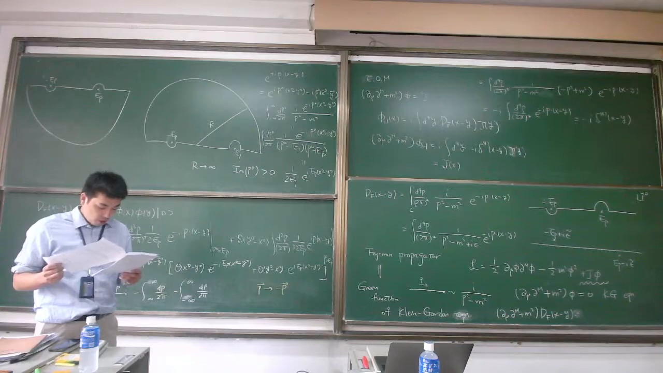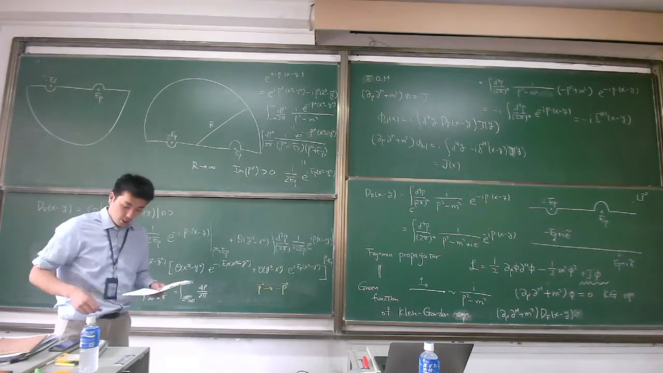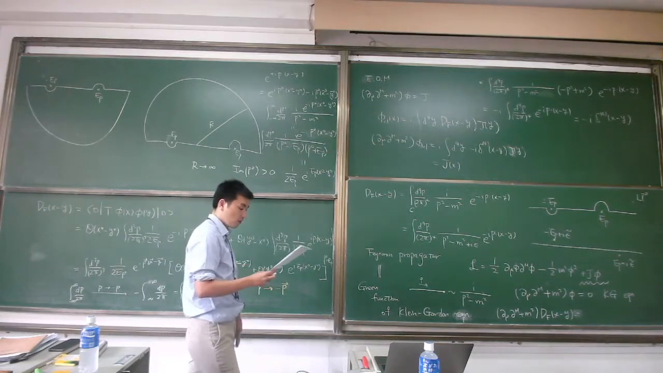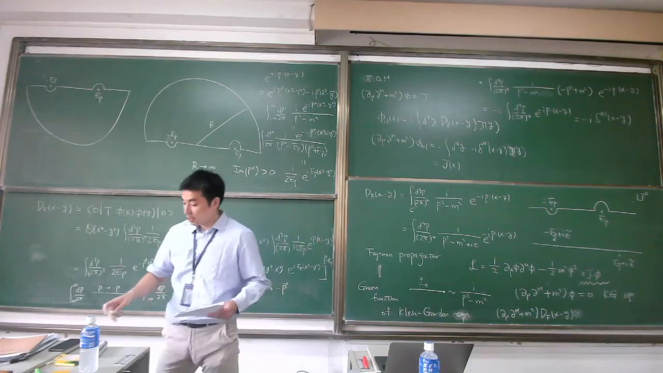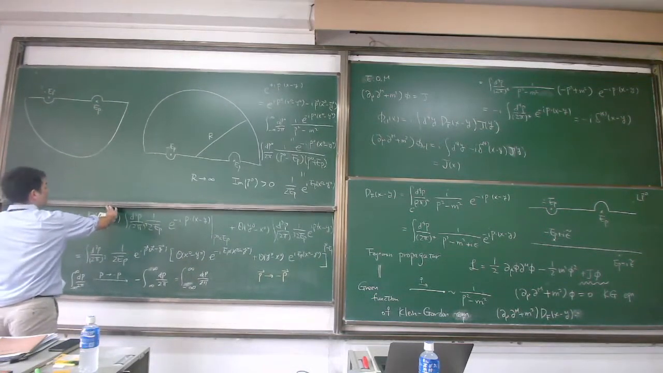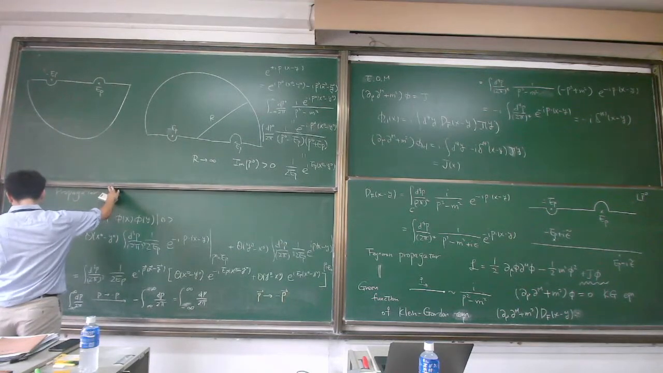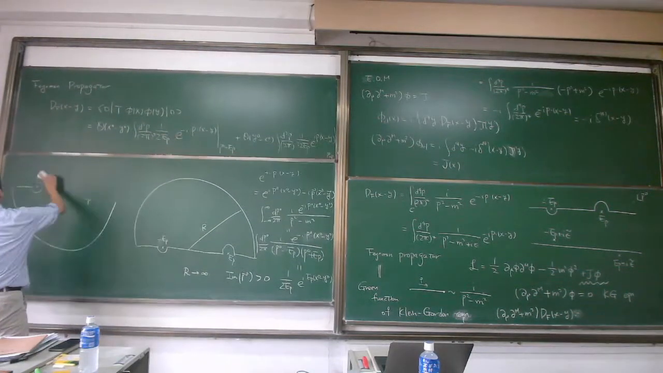Maybe I should explain the retarded and advanced Green functions. I think we're not going to use them, so I'm not going to explain them. If you want, you can take a look at them. I don't think it's meaningful to explain, so let's move on to the non-relativistic limit.